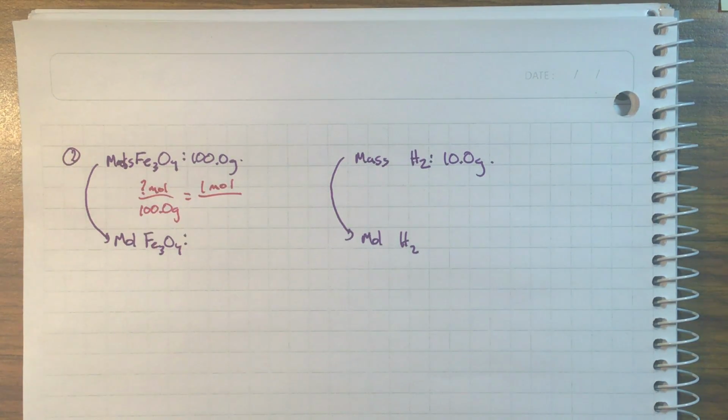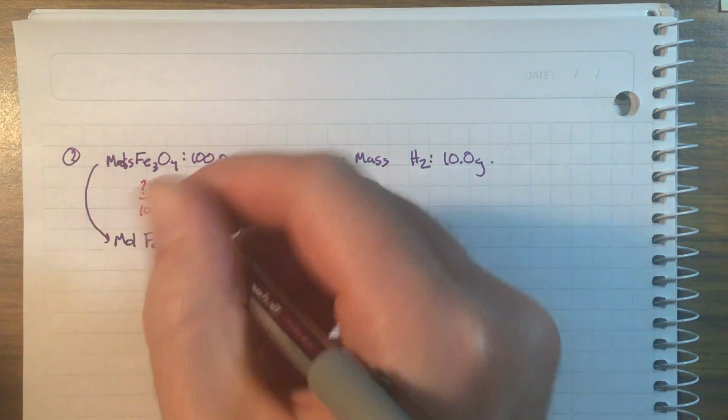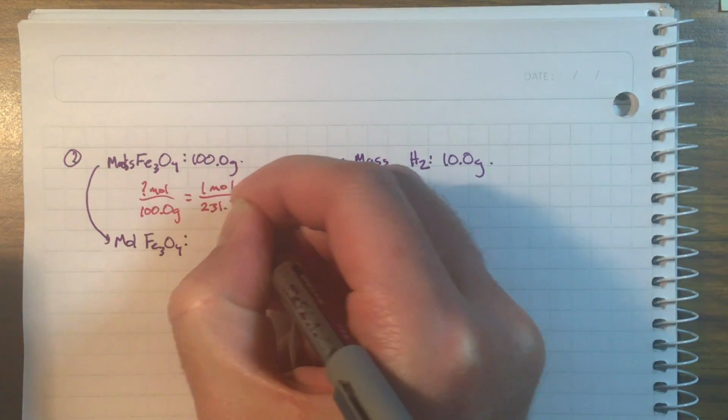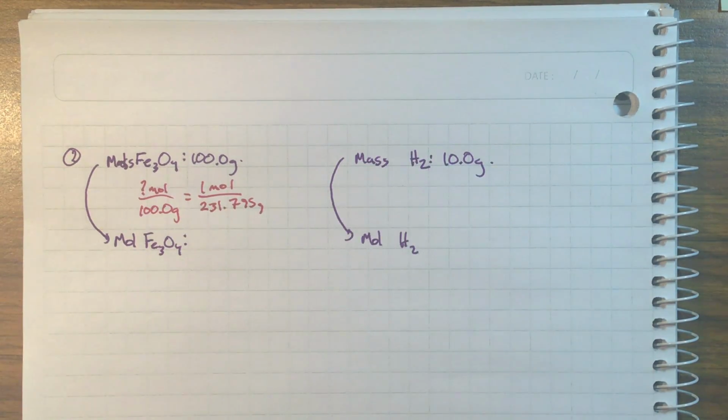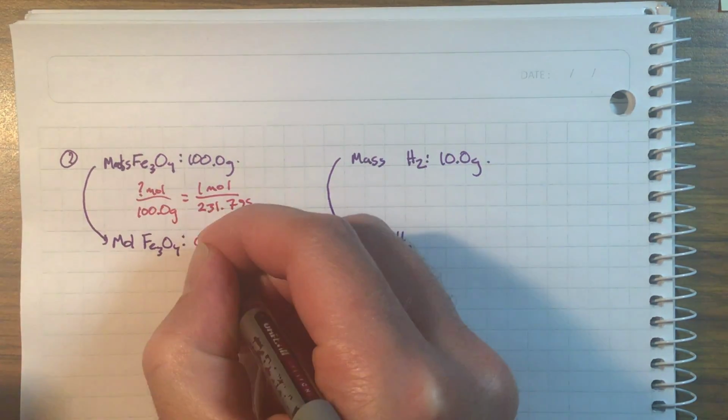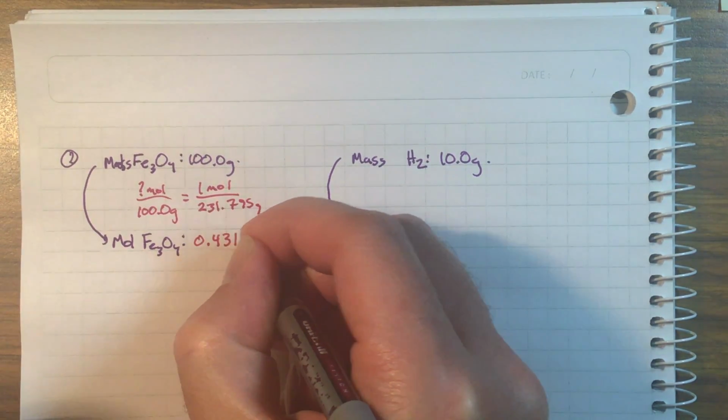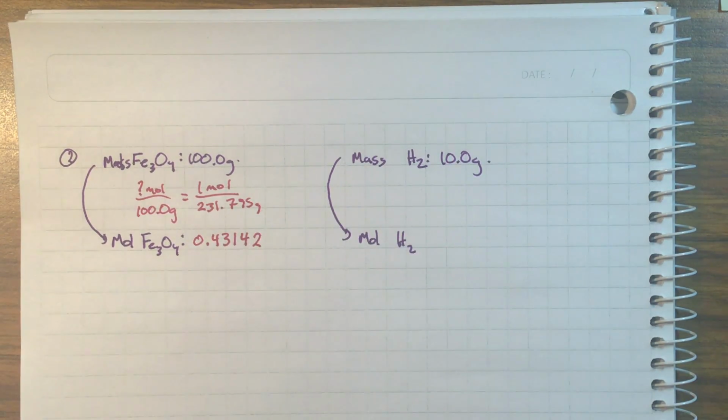So we've got Fe, iron, and we've got Fe3O4. Iron is 55.933 times 3, plus O4 is 15.999 times 4. So 1 mole has 231.795 grams. So I do 100 divided by that number, and I get 0.43142 moles. I'm keeping 5 significant figures.